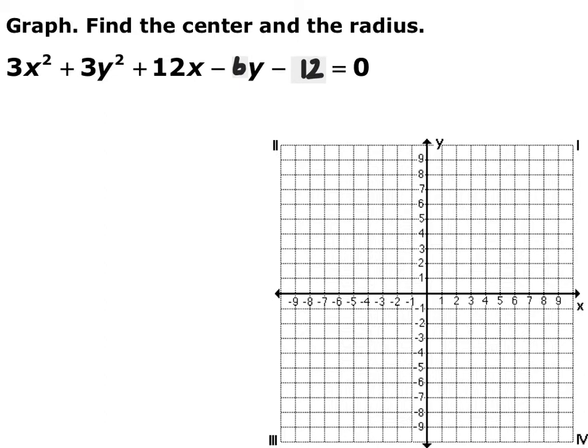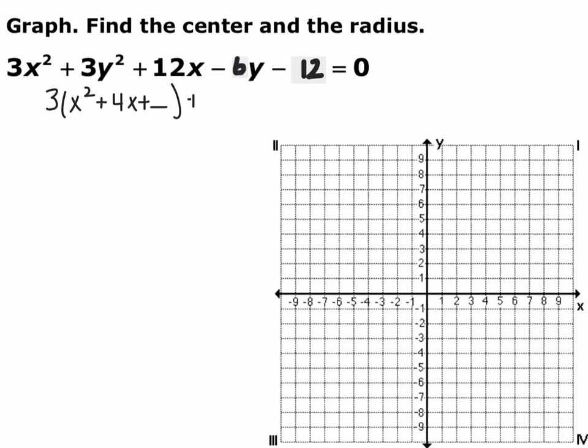So now we're going to try the same thing again. The only difference on this one is we do have leading coefficients on our squared terms. So the first thing you always have to do is factor those out. So I'm going to factor a 3 out of the x squared and also out of the 12x when I combine them together. Leave a space to complete my square.